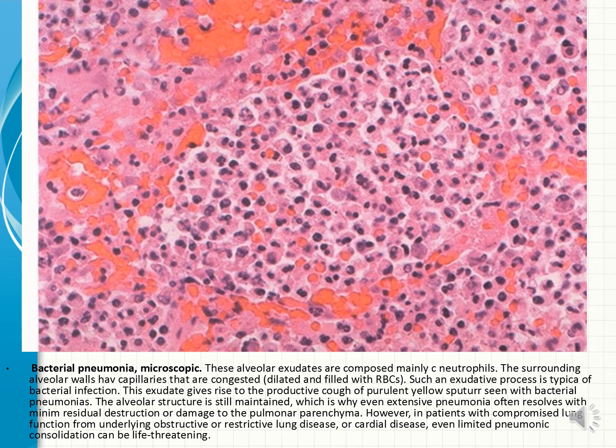However, in patients with compromised lung function from underlying obstructive or restrictive lung disease or cardiac disease, even limited pneumonia consolidation can be life-threatening. For example, similar pathology quite often was seen in severe cases of COVID-19 infection, also when bacterial infection is added to viral infection of COVID-19.